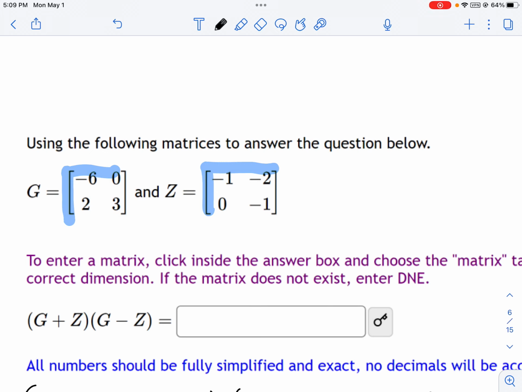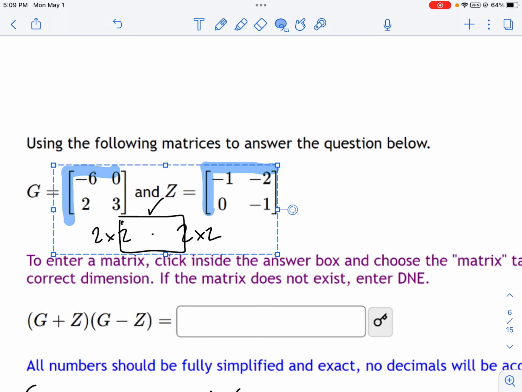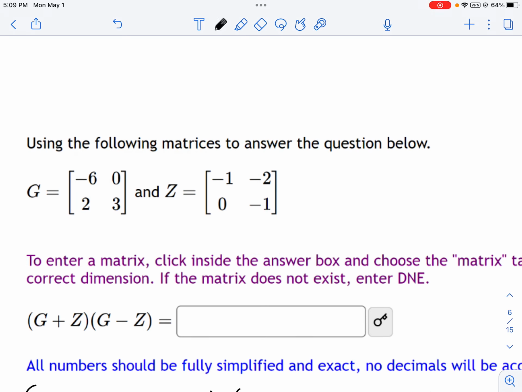Then we gotta worry about the products, right? If we have a resulting 2 by 2 matrix from our G plus Z, and we have another 2 by 2 matrix from G minus Z, if we multiply them together, is there an issue? No, right? The 2's match and your resulting answer is also a 2 by 2. You're good to get started on this.